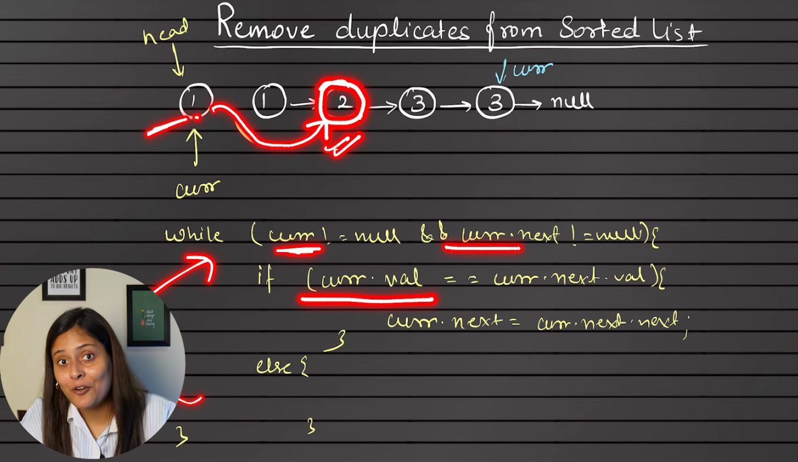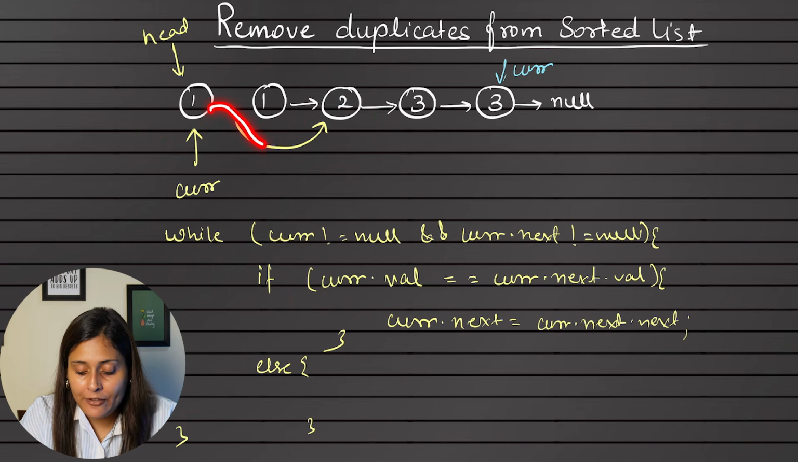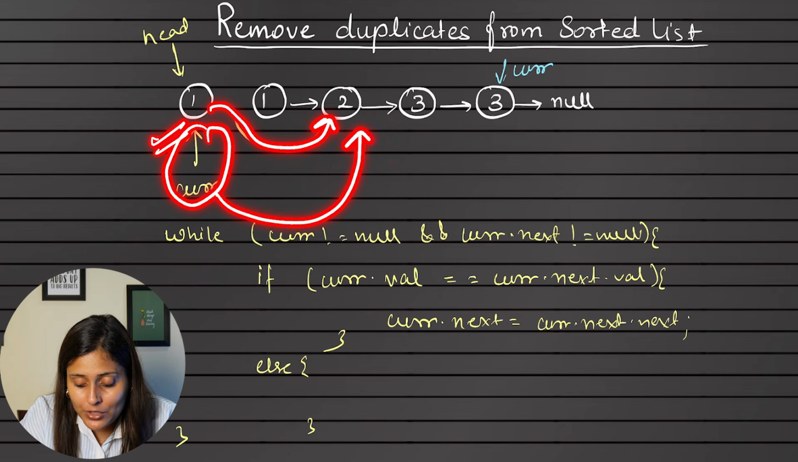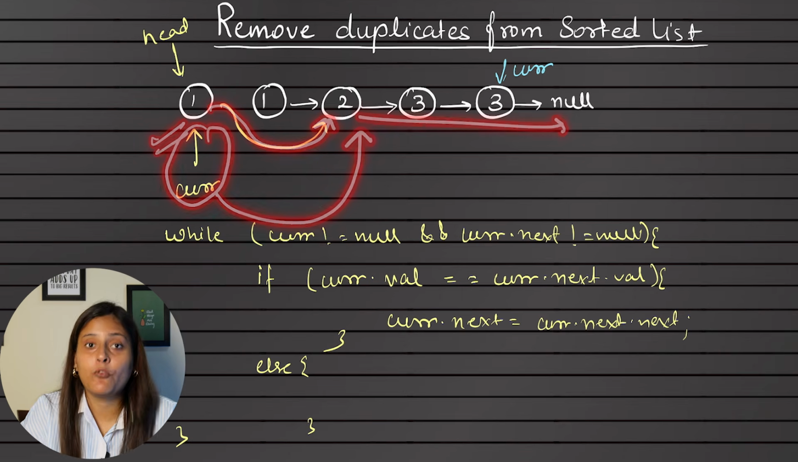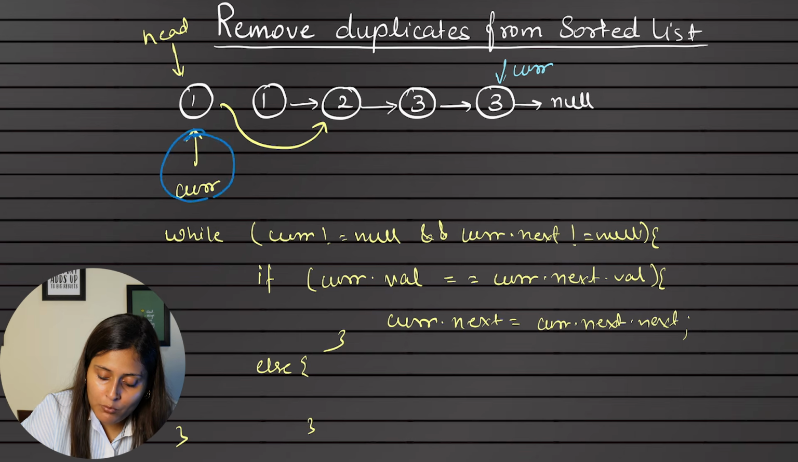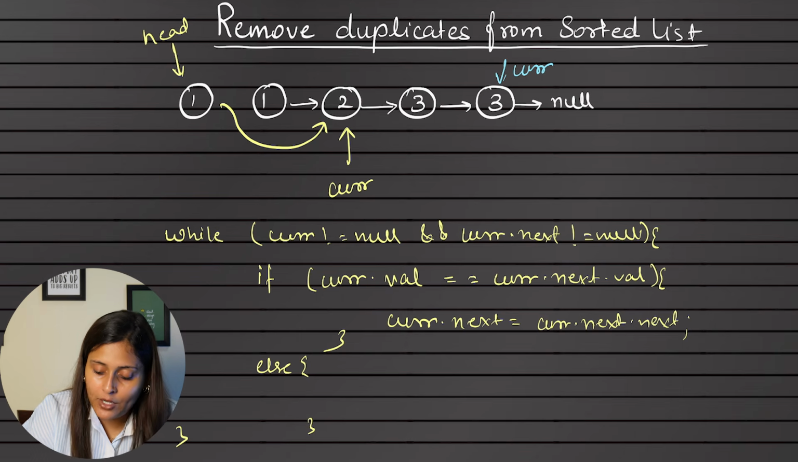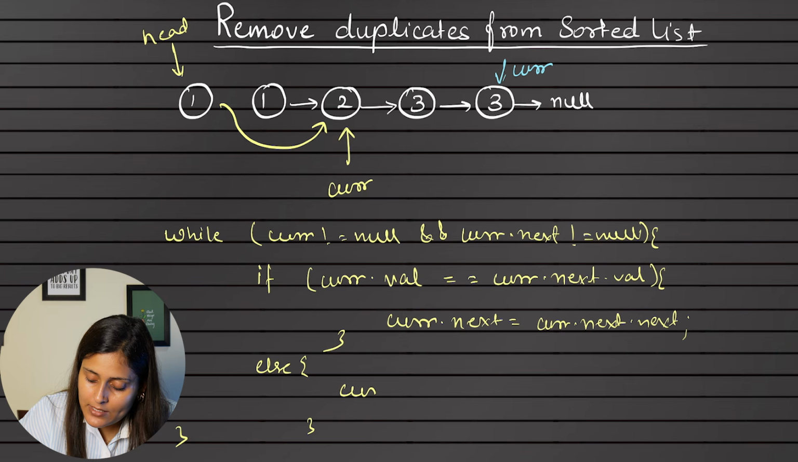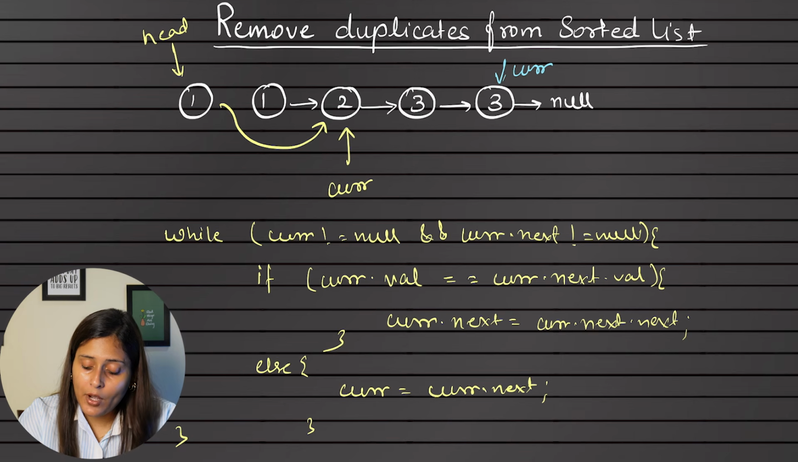So now what do you think should happen? Definitely, if it does not match, then this much is clear. We have to move our current to this, going forward, in case we have duplicate values. So now what will happen? We have to move our current to current dot next, correct? So here simply we will move our current to current dot next. Done.